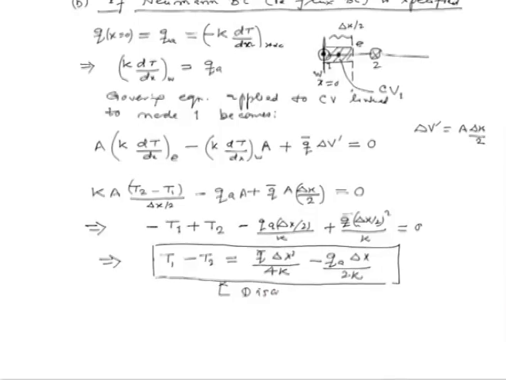So, this is the discrete equation for CV1 near the left boundary. You can apply exactly the same procedure to implement the flux boundary condition if it were specified at the right end. So, I would leave that as an exercise to you.